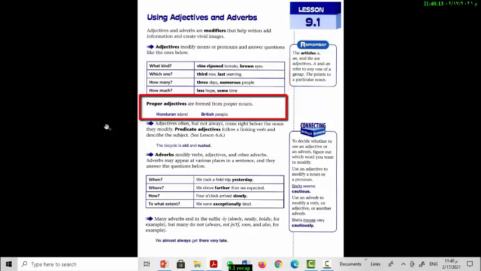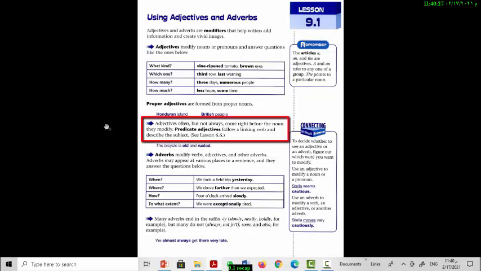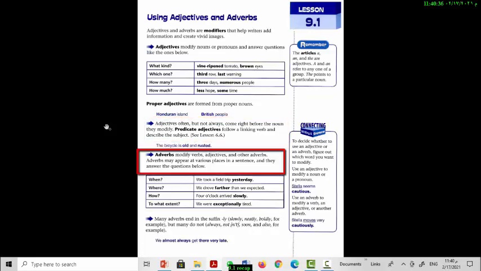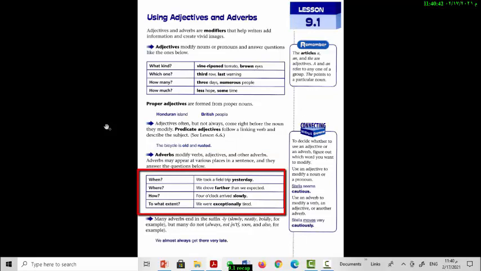We also talked about proper adjectives and predicate adjectives, and we said that a proper adjective is formed from the name of a country, like Australian, Egyptian, Saudi, and a predicate adjective is an adjective that comes after a linking verb in a sentence. And we also said that the adverb can come in many places in a sentence, and it answers questions like when, or where, or how, or to what extent the action happens.